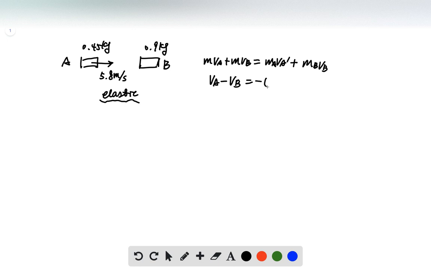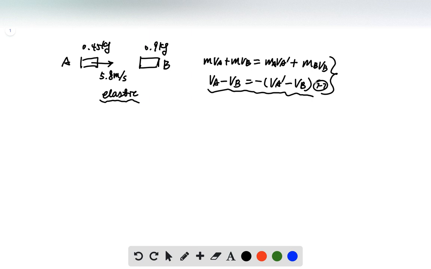We can use this equation in place of the kinetic energy equation because it's easier to deal with: it's linear, there are no quadratic terms, and this equation is actually derived from the combination of the kinetic energy equation and the momentum equation. So having these two equations is a much easier way to solve all collision problems. This is equation 7.7, a very useful equation. It only applies to 1D elastic collisions. So let's start with these two equations.